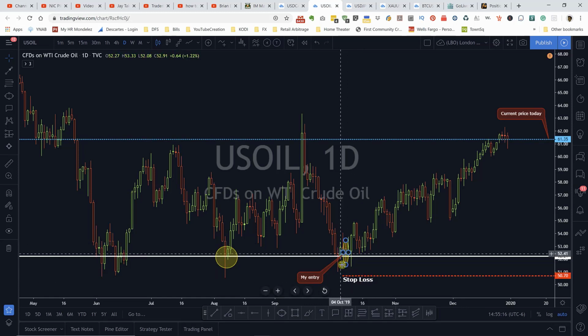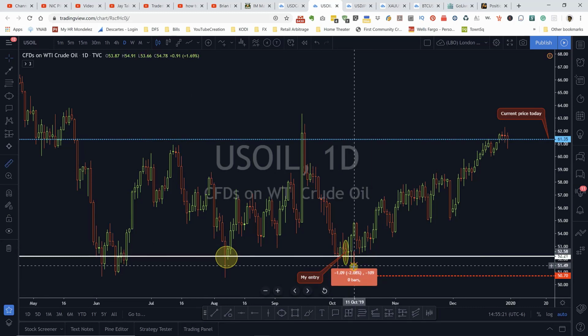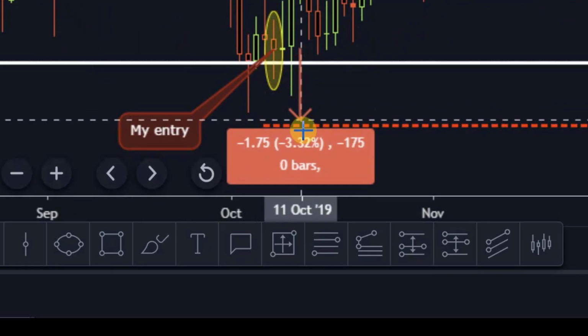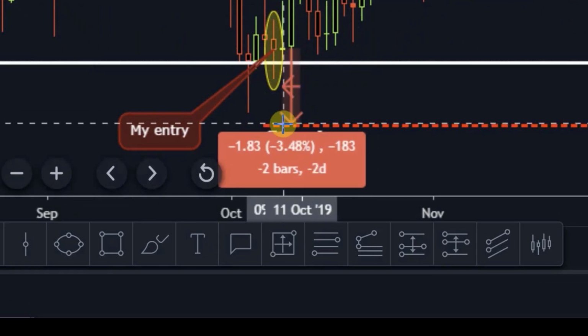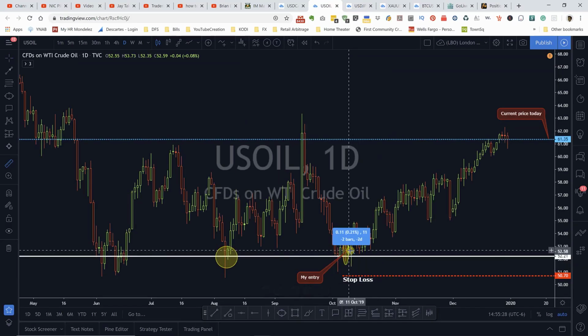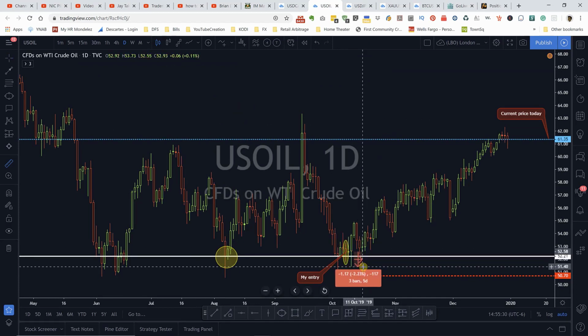So in this example, as you can see, that particular stop loss would have been somewhere around 180 pips or so. But look at this, I got into the order. The price went down just a little bit, about 117 pips of drawdown, which is no problem. Drawdown is a part of trading.